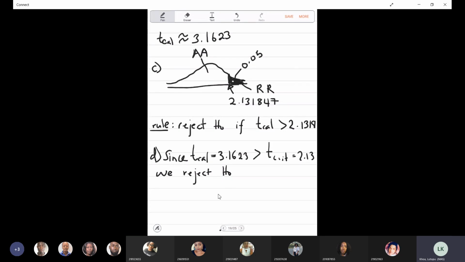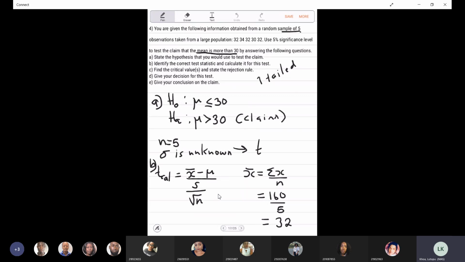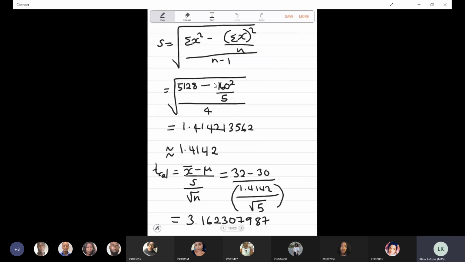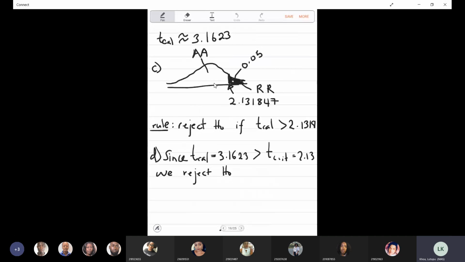Then the last part of the question is give your conclusion on the claim. So the conclusion is where you explain what it means to reject or fail to reject H naught, depending on what you have done. Here, you can state this a little bit differently, but the idea must be the same.